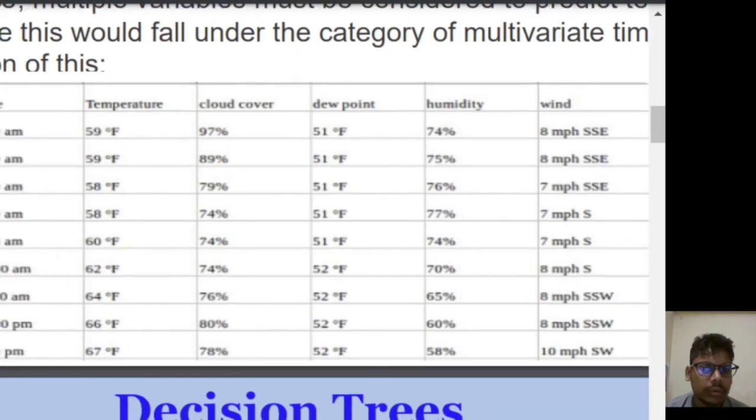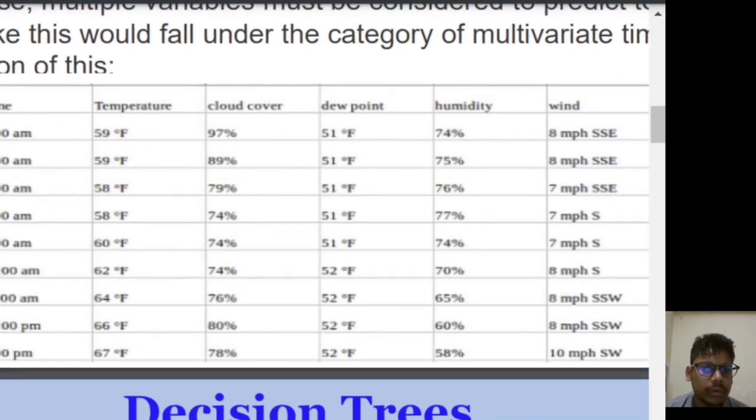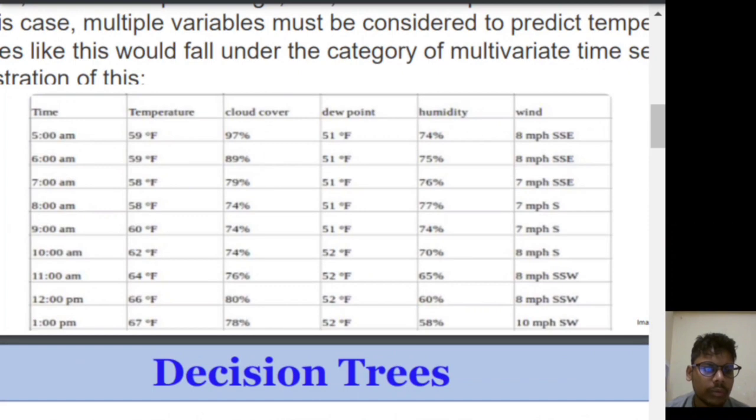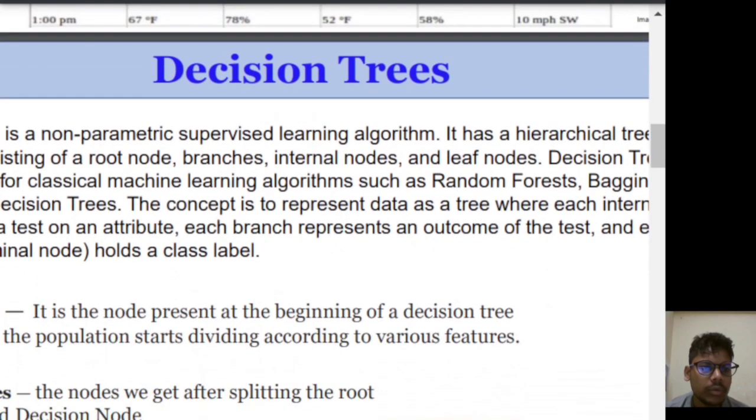we see that the time is from 5 a.m. to 1 p.m., and the temperature sometimes increases and sometimes decreases. It is the same with cloud cover, dew point, humidity, and wind: these increase and decrease. Now we go to the decision tree.